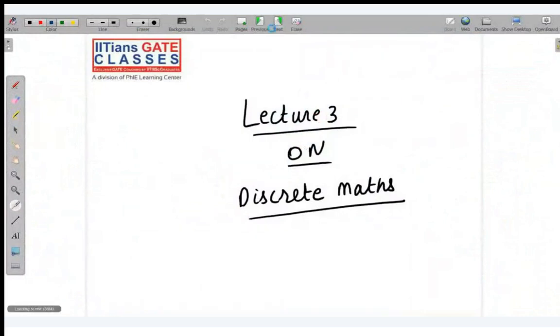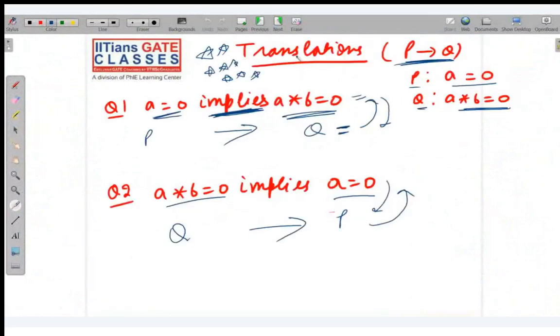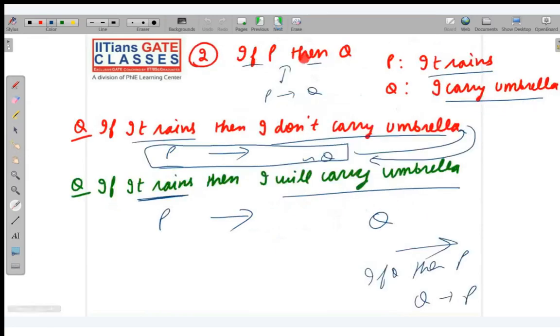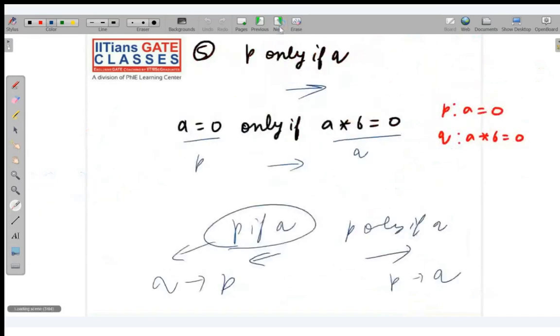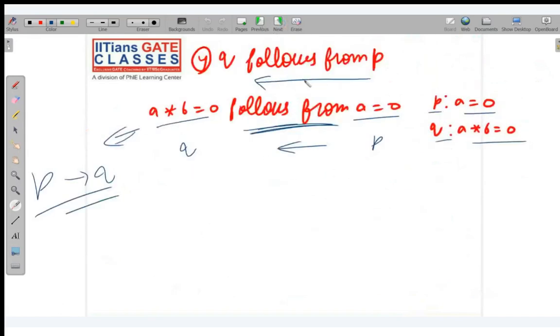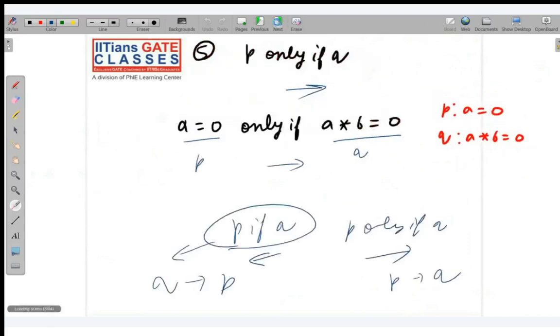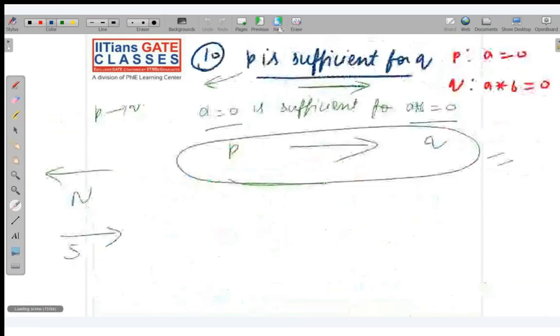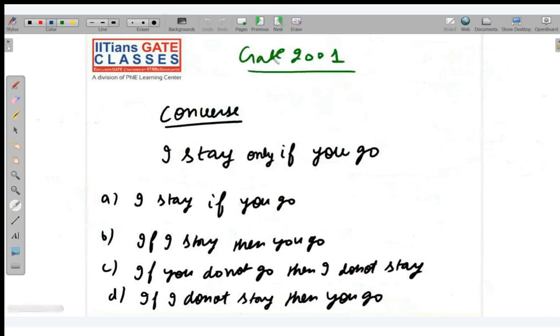This is lecture 3 on discrete mathematics. In the previous lecture, we were discussing translations. I told you translations regarding P implies Q. Implies is from left to right. If P then Q, again left to right. So we have to manage the direction. Q follows from P, so direction is from right to left and so on. I have told you many things. So we will discuss few questions.